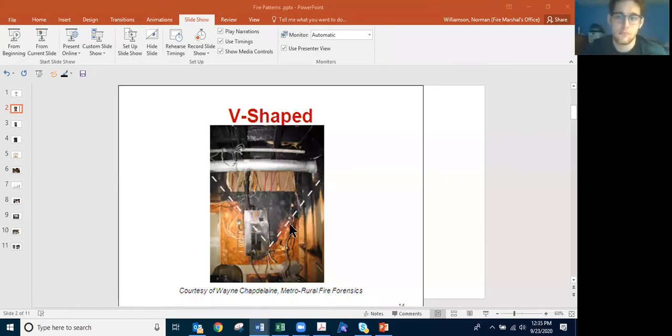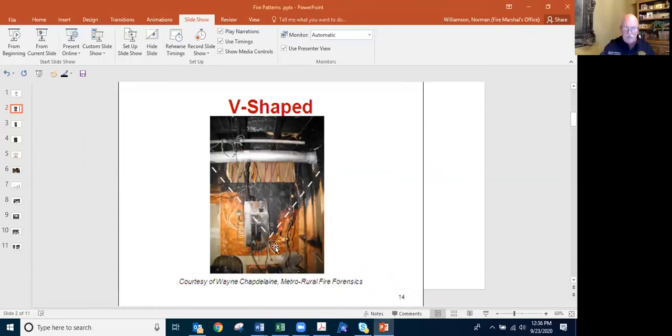Now, I'm going to show you a few here in a minute that might show a little something. Some people might call this a pointer pattern too on this side, but it's actually a V because you can see it coming across here. A pointer is showing you which way the fire went, but in this case, the fire went up on both sides and across the ceiling up here. Okay, so everybody with me on that? Yes. Okay, good deal. Now we're going to talk about a U-shaped pattern.